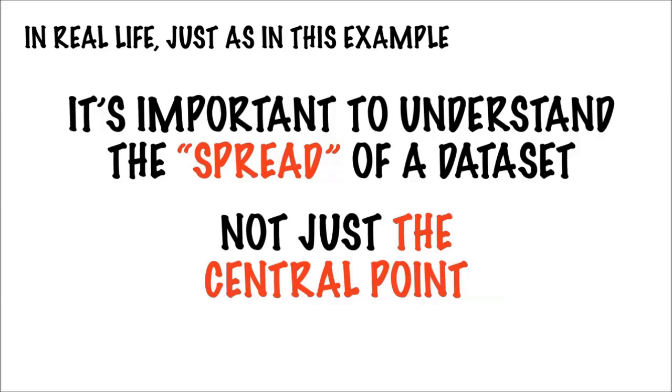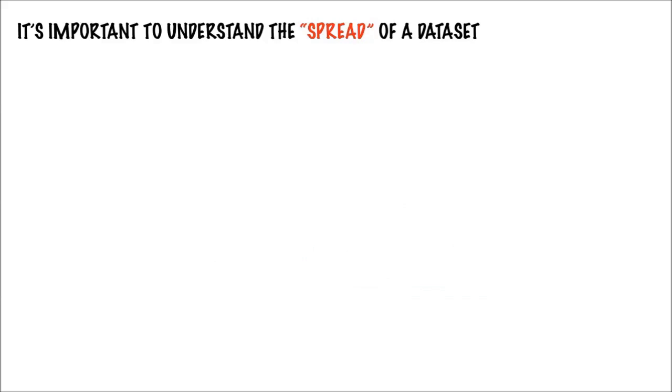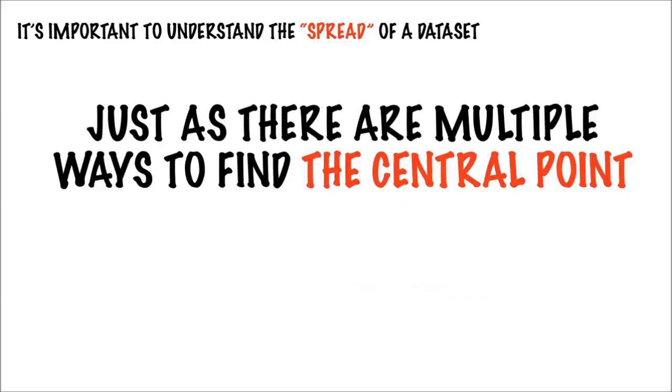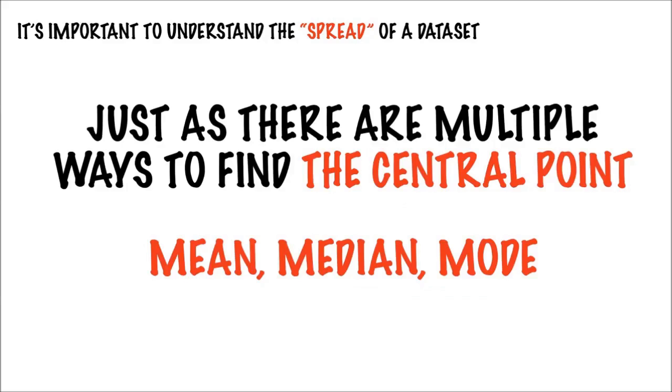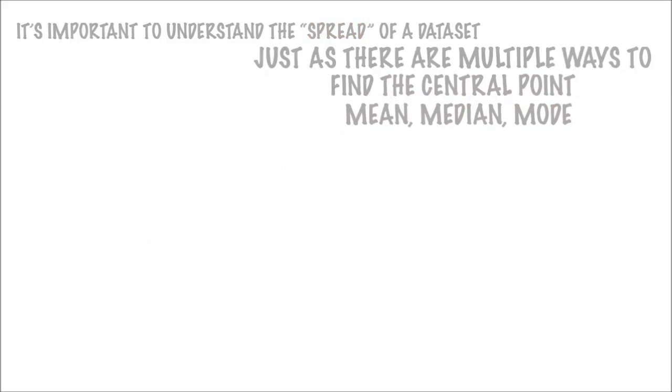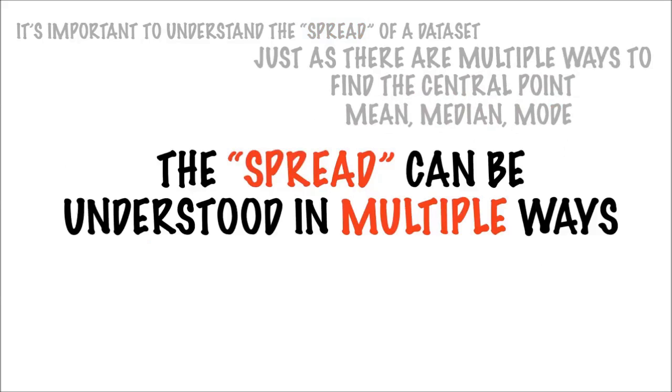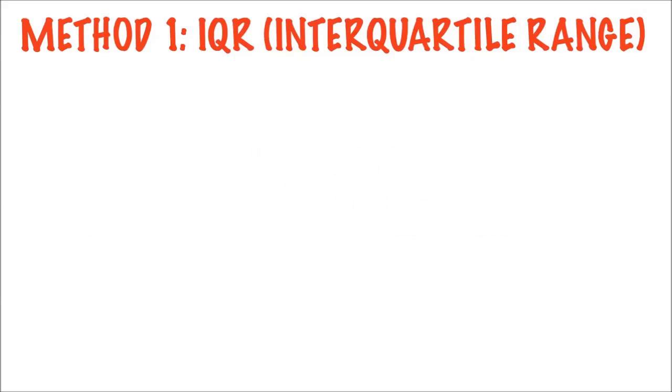In real life and in statistics, you only really have the measure of a set of data when you know not just the average value or the average performance, but when you also know how variable that performance or that value is. Now, just as there are multiple ways to find the central point, such as the mean, the median, and the mode, similarly, there are multiple ways to find the spread. The commonest of these are the interquartile range and standard deviation. So let's make sure that we understand each one of these.